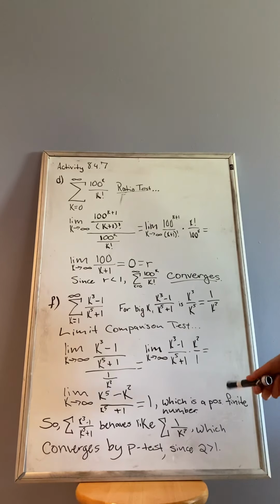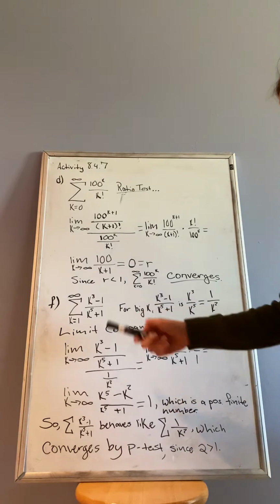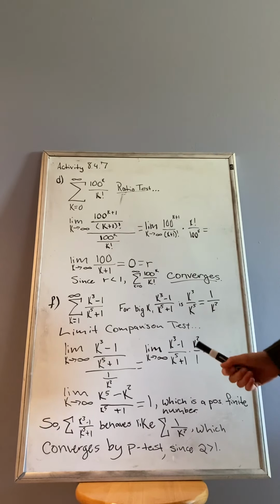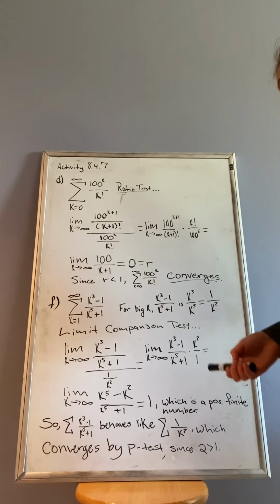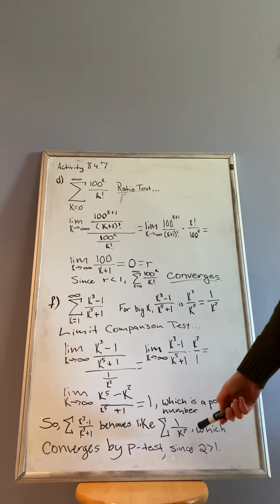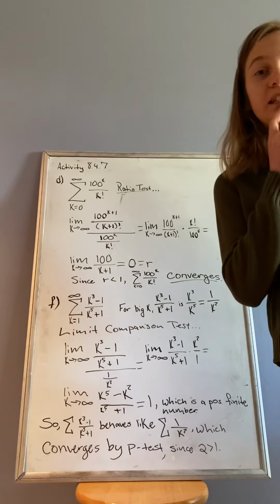And 1 is a positive finite number, so we know that our series in question is going to behave like the series of 1 over k squared. And we know that the series of 1 over k squared converges because of the p-test. Right, 2 is greater than 1. So we know that our series converges. I think that's it, and I'll do part I in the next video.